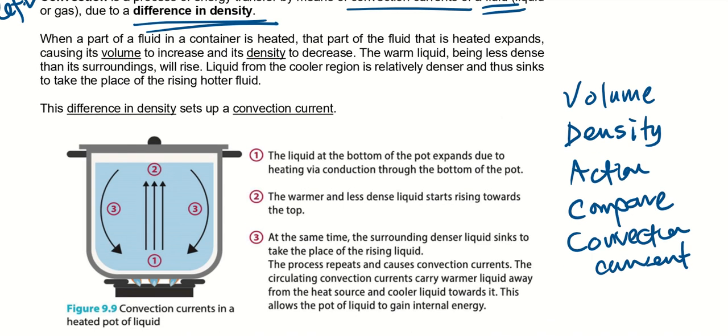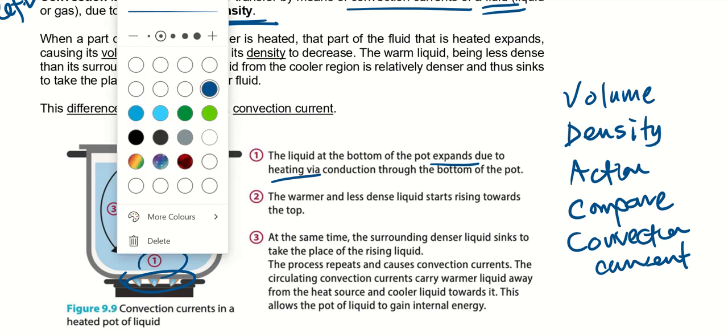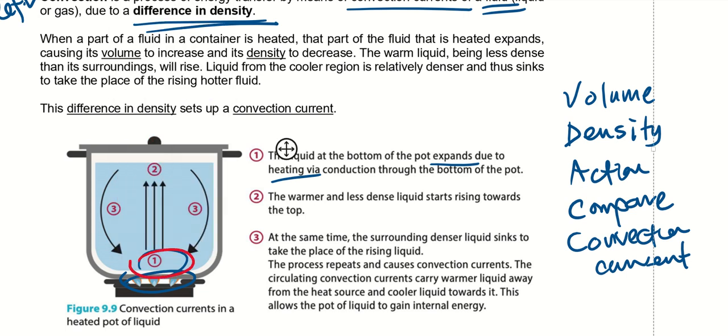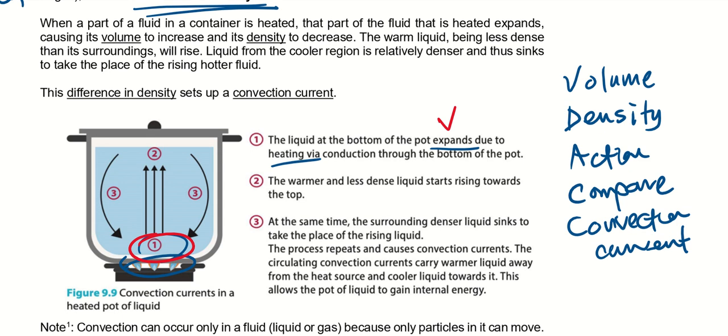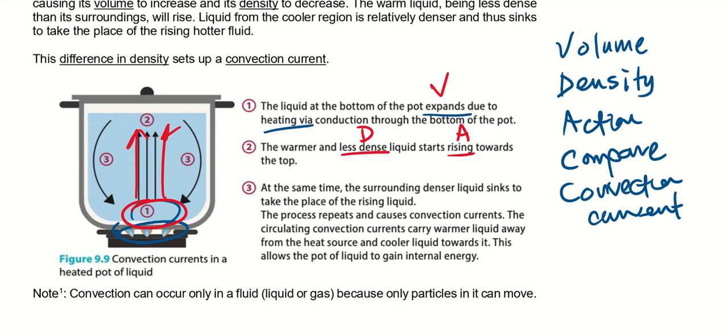So step 1, the liquid at the bottom of the pot expands due to heating. So you see this is the heat source, right? So the liquid over here, let me use a red color, will be heated. So when they are heated, what happens to their volume? Their volume will expand. So this is the V. Now therefore the density will become less. So this is the D. What is the action? It will rise towards the top. So you see this is the movement of the hot liquid.